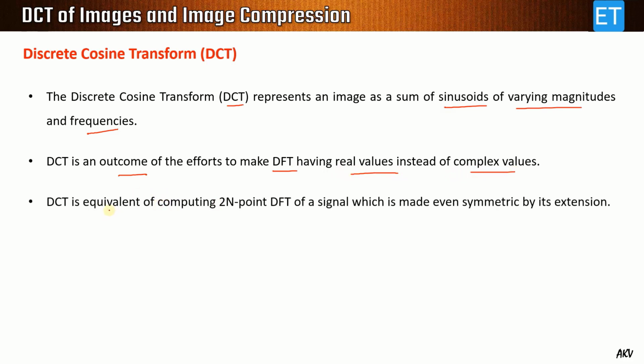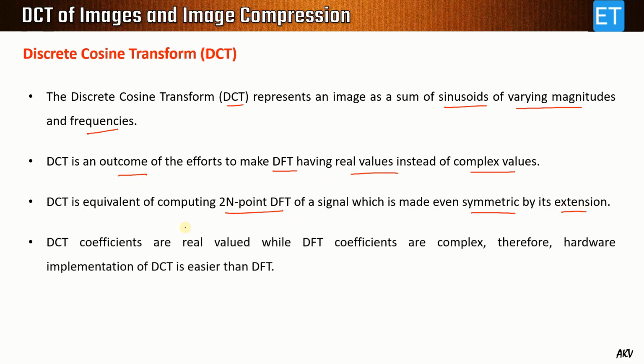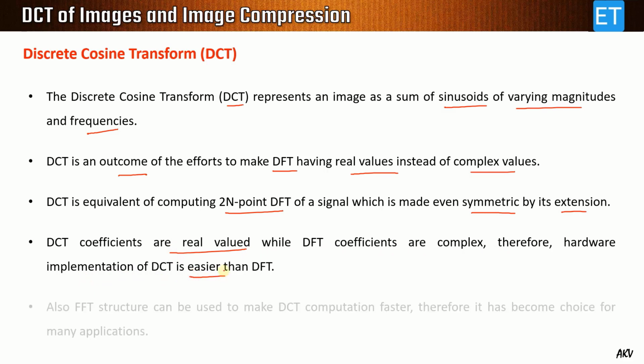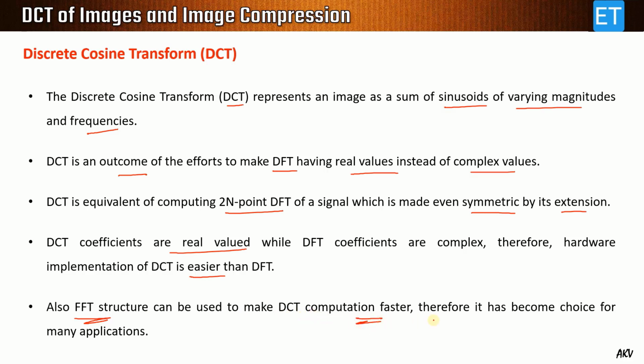So the DCT, you can say, is equivalent to computing the two-endpoint DFT of a signal which is made even symmetric by its extension. The DCT coefficients, when compared with the DFT, are real valued. Therefore, the hardware implementation of the DCT is much easier than implementing the DFT. Also, if one can utilize fast Fourier transform structures to compute the DCT, obviously it will be a much faster computation. Therefore, it has become the choice for many applications.